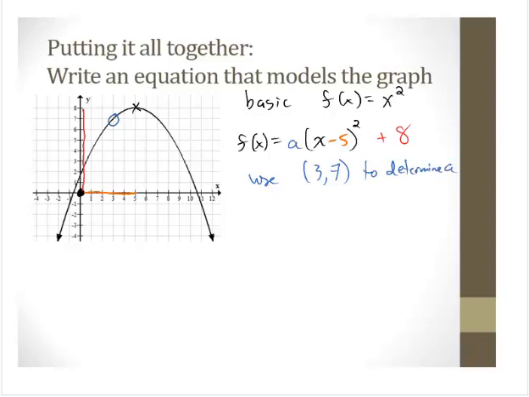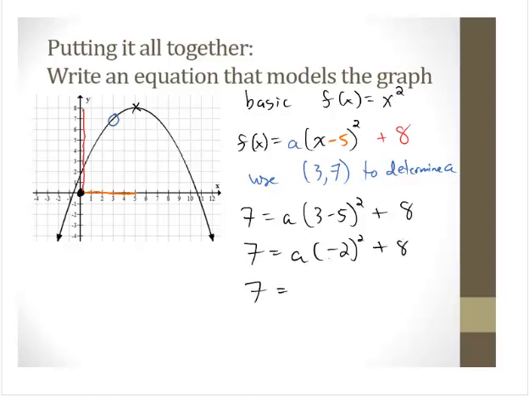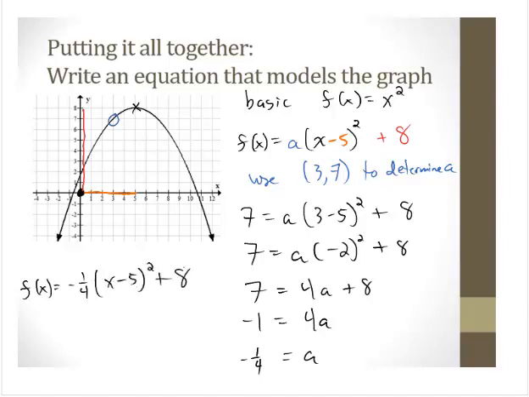All right, so using 3, 7, I would have 7 is equal to a times 3 minus 5 squared plus 8. 7 is equal to a times negative 2 squared plus 8. 7 would equal, negative 2 squared is 4, so 4a plus 8. Subtracting the 8, negative 1 is 4a, and dividing through by 4, a is negative 1/4. So then f of x is negative 1/4 times x minus 5 squared plus 8.